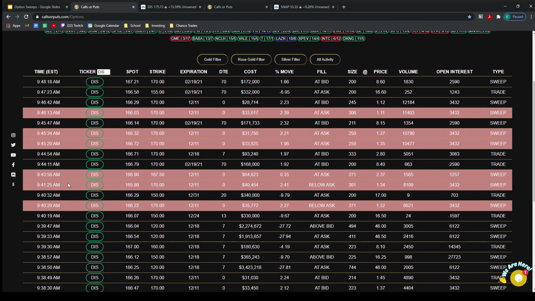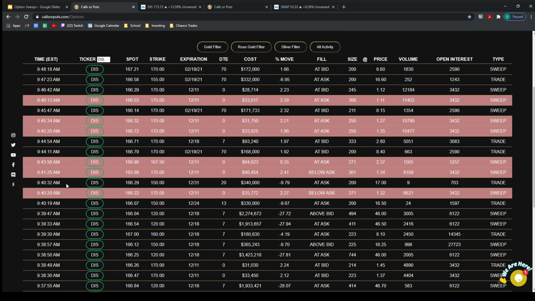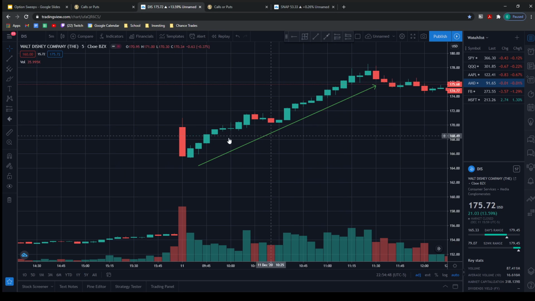And then the second thing that also caught my attention is just the size of these orders. You can see $2.2 million, $1.9 million, $3.4 million. There's a lot of money going into these trades here. So if we look at the Disney chart, all of these trades began coming through at 9:35. So right after we had this initial drop, these sweeps started coming in right as this candle opened.